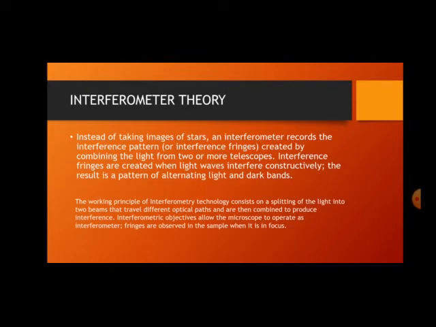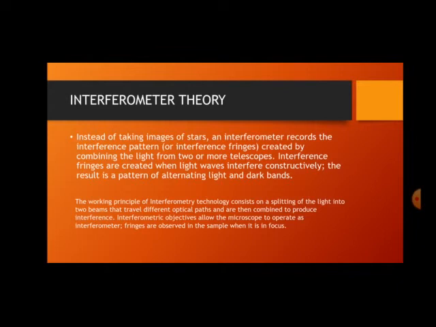Interferometer theory. Instead of taking images of stars, an interferometer records the interference patterns or interference fringes created by combining the light from two or more telescopes. Interference fringes are created when light waves interfere constructively. The result is a pattern of alternating light and dark bands.